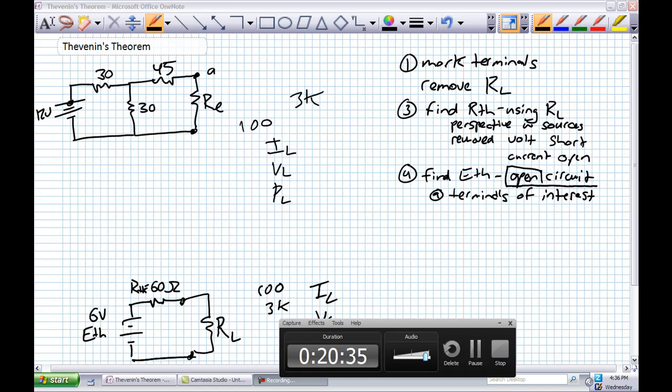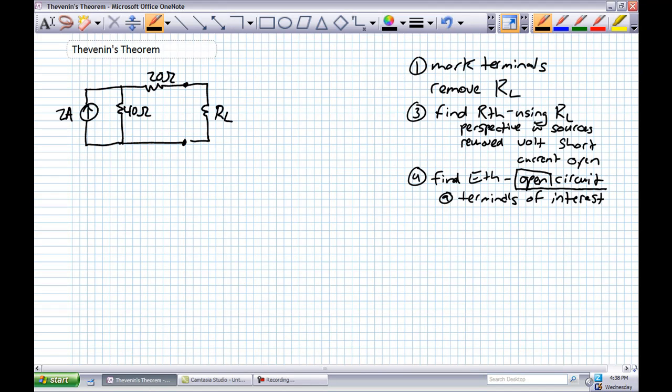Let's do one more example. Okay, so here's another example. It looks like we've got a current source, a 40 ohm resistor, a 20 ohm resistor, and an RL of unknown quantity hooked up in the following fashion. Let's say we've got a dozen different types of RL, and we need to go ahead and calculate IL, VL, PL for those dozen different types of RL.